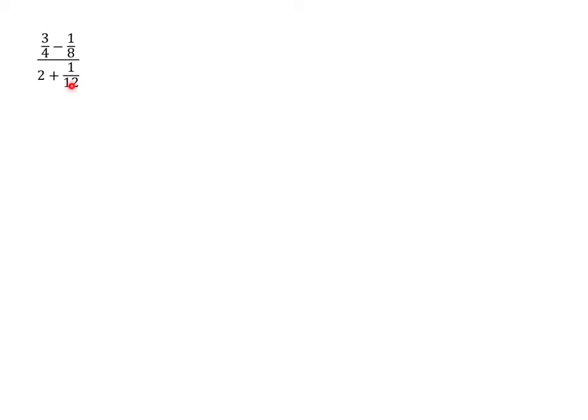So on this first problem, I'm going to show you both methods. And then after that, I'll just pick a different method for each problem so that you can see how this looks. Method 1, I'll do in pink. Method 1 is simplify the numerator, simplify the denominator, then divide. So my numerator here is 3/4 minus 1/8. My denominator is 2 plus 1/12.